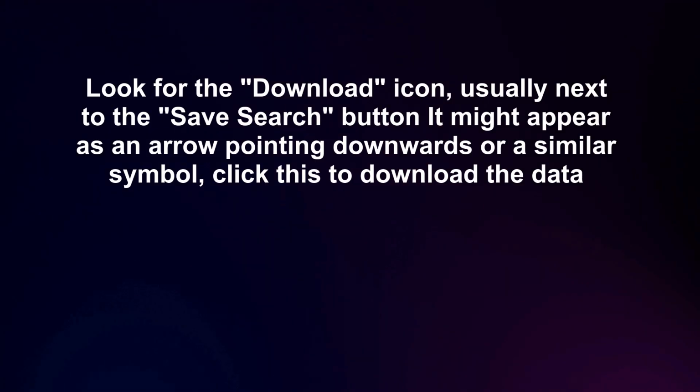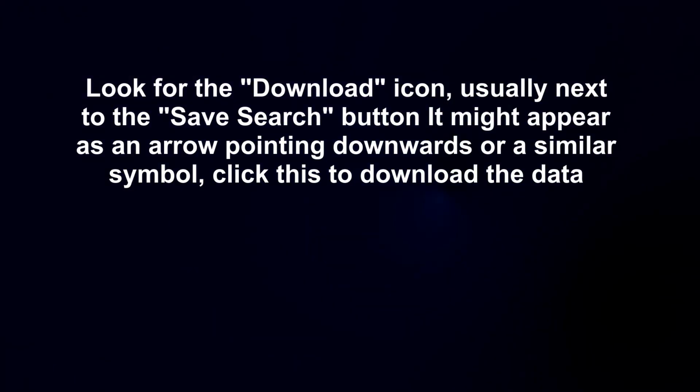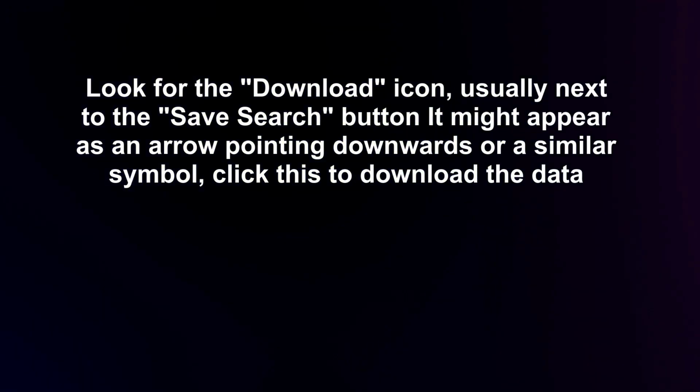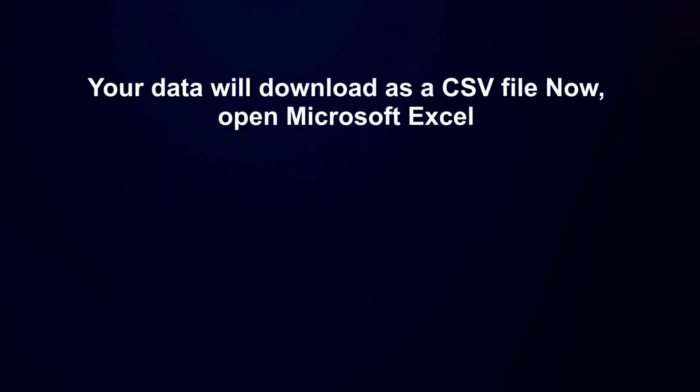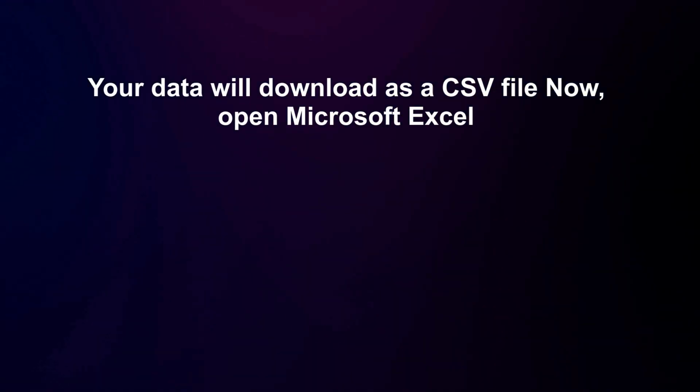Look for the download icon. Usually next to the Save Search button, it might appear as an arrow pointing downwards or a similar symbol. Click this to download the data. Your data will download as a CSV file now.